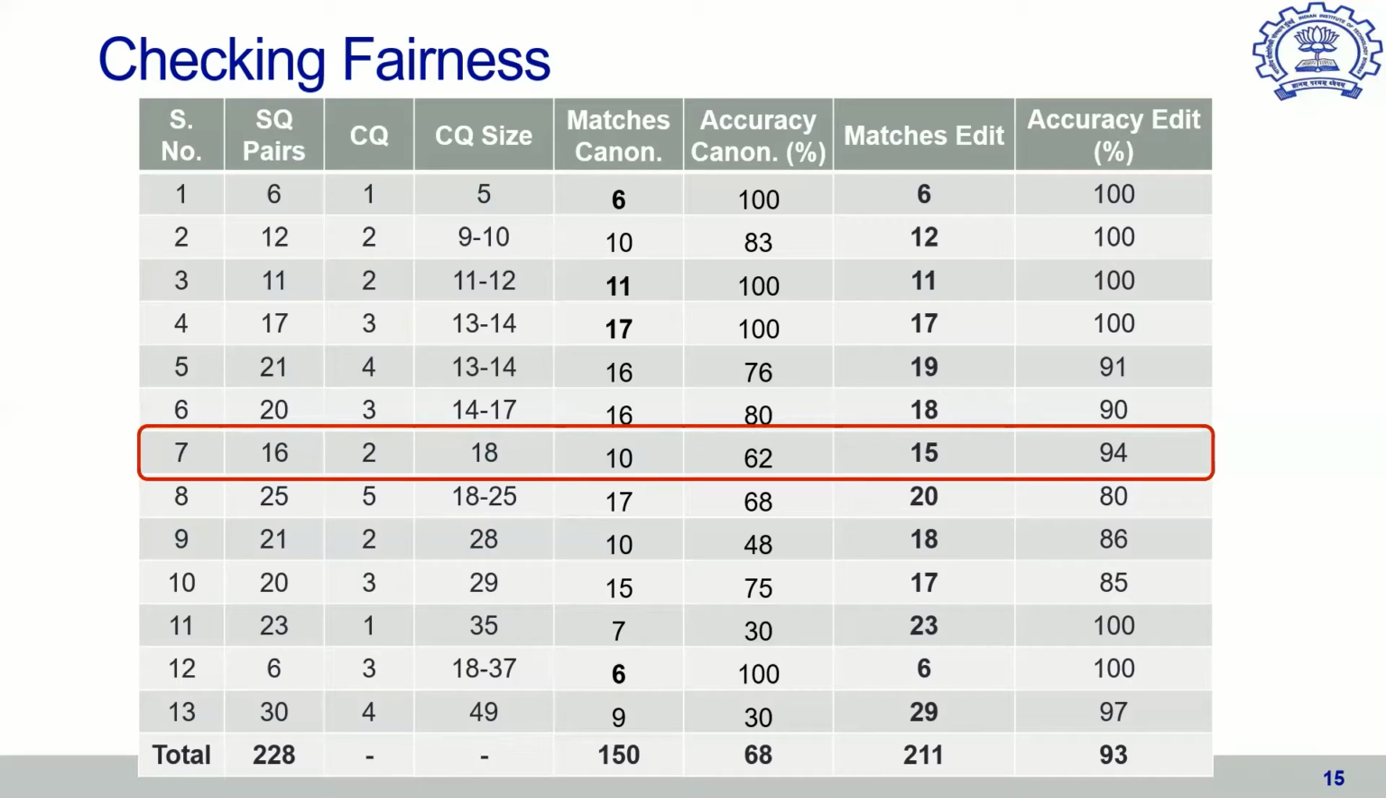As an example, for the highlighted row, we considered 16 incorrect student query pairs and 2 correct queries were used to evaluate them. Of the 16 query pairs considered, canonicalized edit distance correctly matched 10 query pairs, while the edit-based technique matched 15 query pairs correctly. As can be seen from this table, edit-based query grading gives results that are comparable to what humans would grade the query to be, and it achieves an aggregate accuracy of 93%.